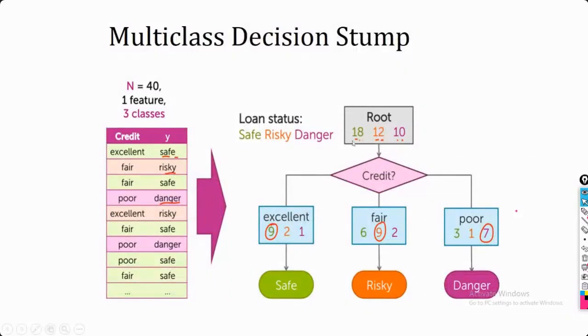Like in the same example which we have covered, here it is safe, risky, and dangerous. Earlier we were having 22 safe and 30 safe, I think, or 40 and 10 in the other class. At that point we were having only two classes, but here we are having three classes. The concept which we have covered for the two class classification problem, you can easily extend to multi-class classification, whether it's two, three, four, or any number of classes.